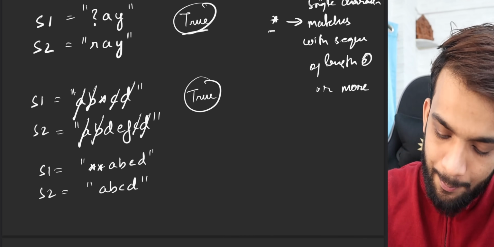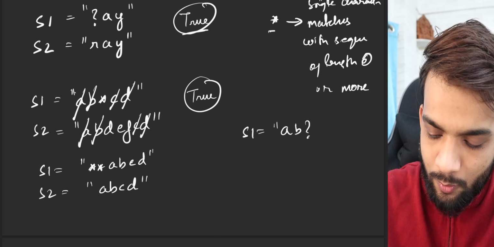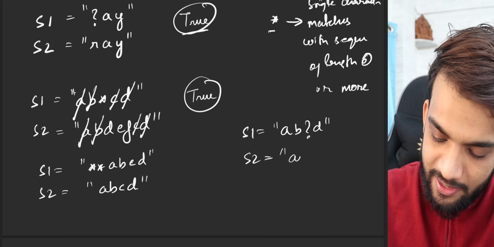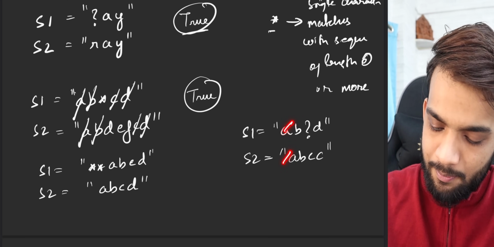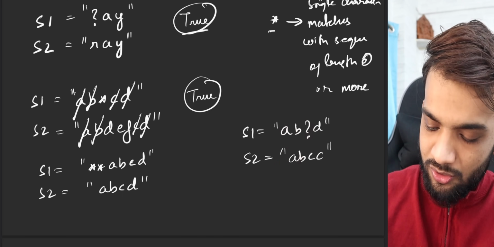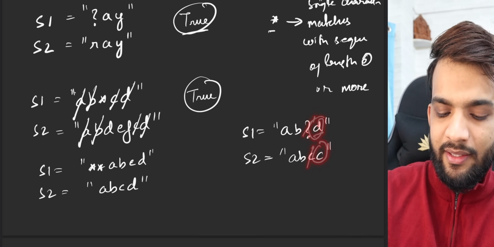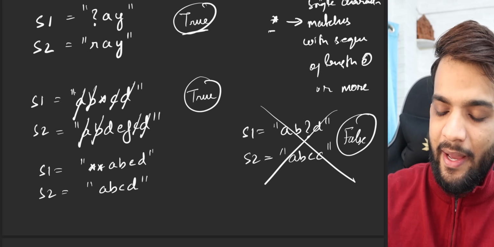So let me take one more example which is false. String s1 is AB question mark D. String s2 is ABCC. Let's see if they are matching. A matches with A, B matches with B. Question mark can only match with one character. So question mark matches with C, but this D is not matching with C. Thereby, this is false. You will say they do not match.